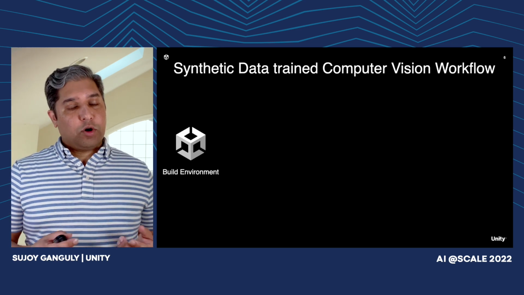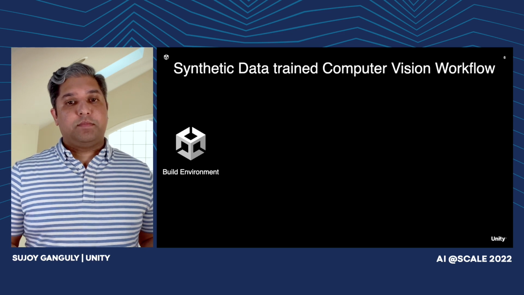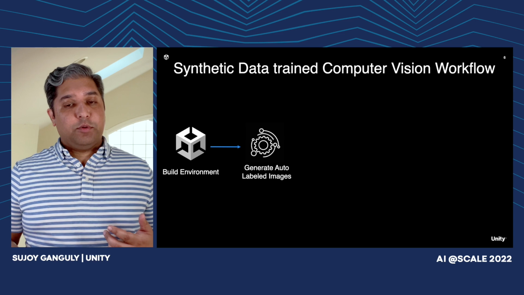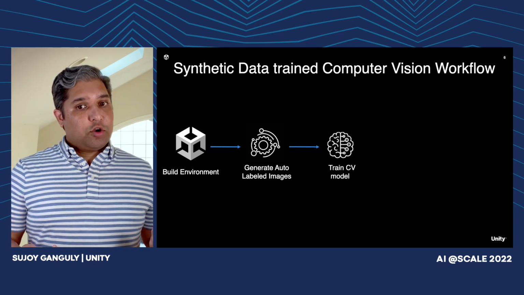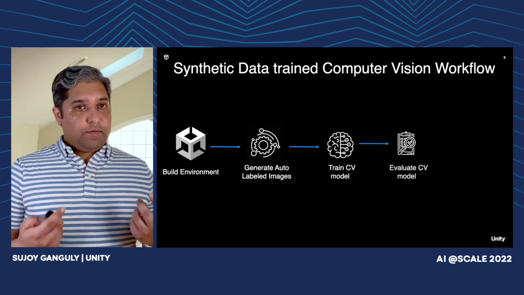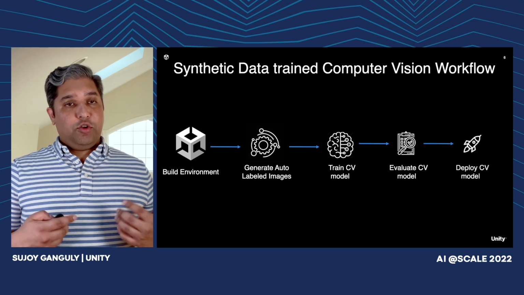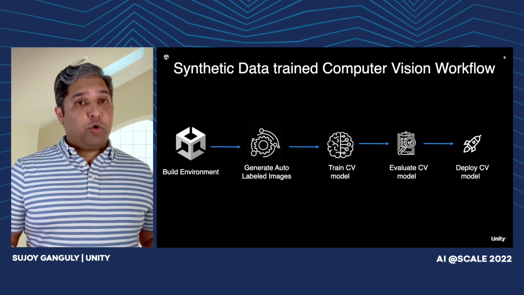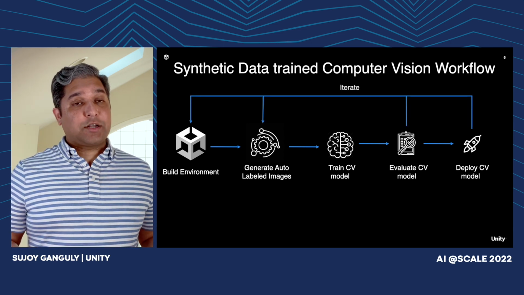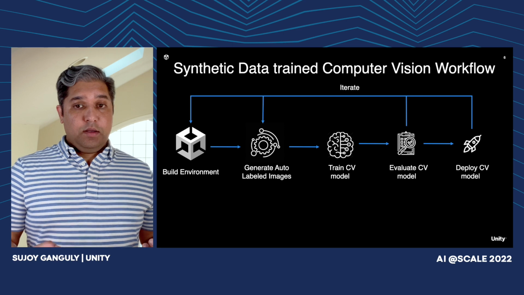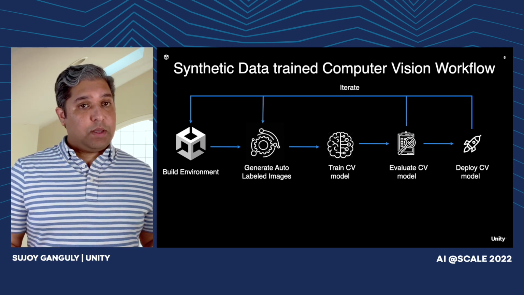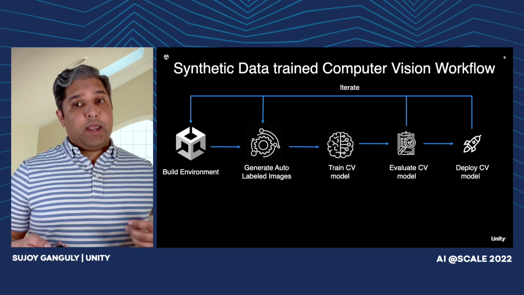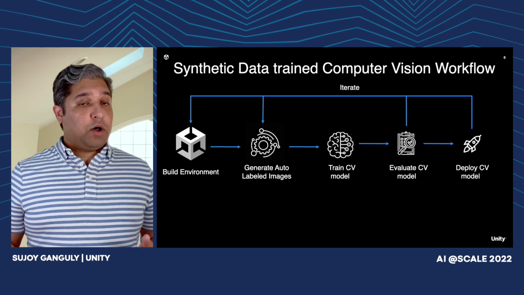So in a synthetic data workflow, you have something slightly different. You build the environment, you then generate automatically labeled images, you then train your computer vision model, you then evaluate your model as before, and you deploy your model. But here, when there's a problem with your data, your model's not performing in certain scenarios, you can simply go back to your environment and request new data. If you need better labels or different kinds of labels, you can just ask for better, different kinds of labels, and then train, evaluate, and deploy your model even faster.